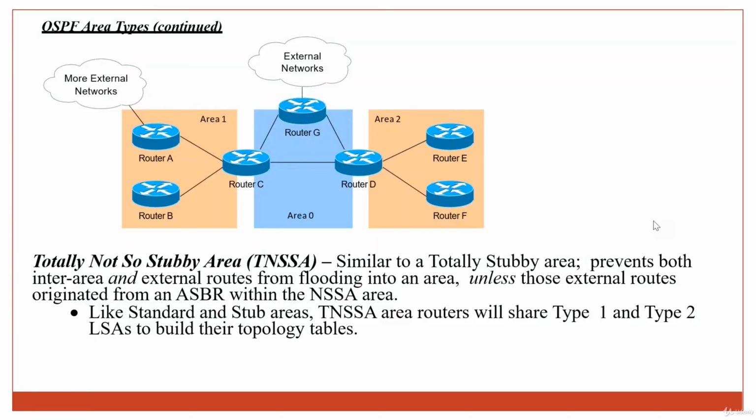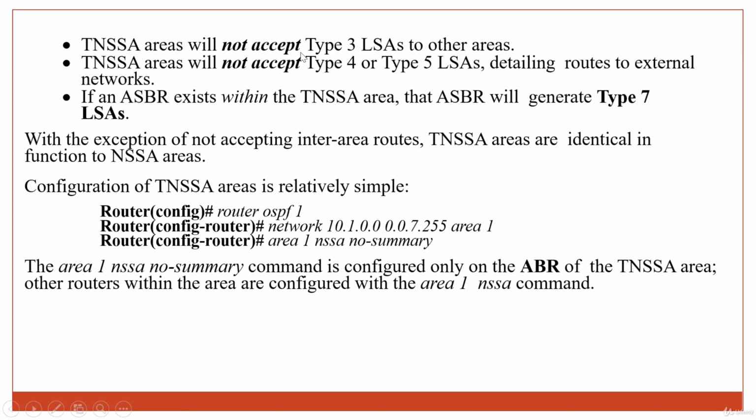Let us continue where we have left off. Now, the next concept we have is totally not so stubby area, that is NSSA. So what is the main difference between a stub and totally stub area? The same difference you'll find between not so stubby area and totally not so stubby area. Totally not so stubby area will allow LSA type 1 and 2, and it is going to filter type 3, 4, and 5. Here you can see the configuration is very straightforward. You can go to OSPF area, and then give area 1 NSSA. The keyword is no-summary.